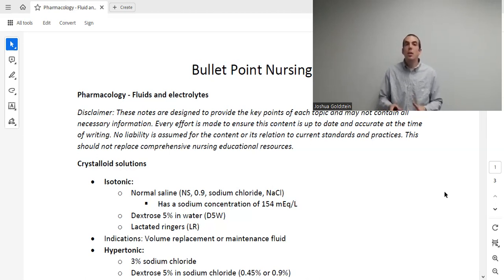Now, since we are talking about sodium here, because sodium goes along with fluids, I want to spend a second and talk about knowing your sodium level. A normal sodium level is 135 to 145. Now, when a patient has that 135 to 145, know that that is relative to their blood volume.